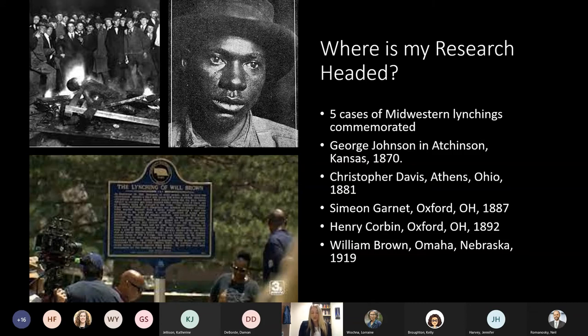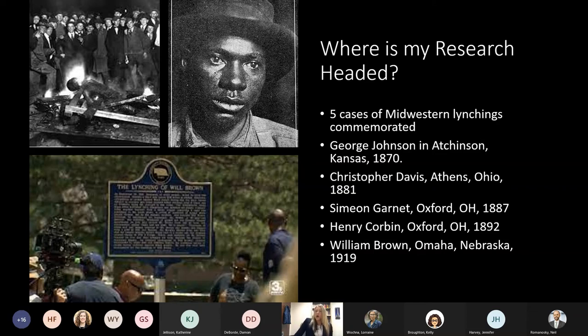He was accused of assault of a white woman. Law enforcement failed to prevent the lynching, and no one was held accountable. The other person lynched was Henry Corbin in 1892, who was accused of murdering a white woman, and he was hanged and shot over 400 times. Law enforcement failed to prevent the lynching, and no one was held accountable.